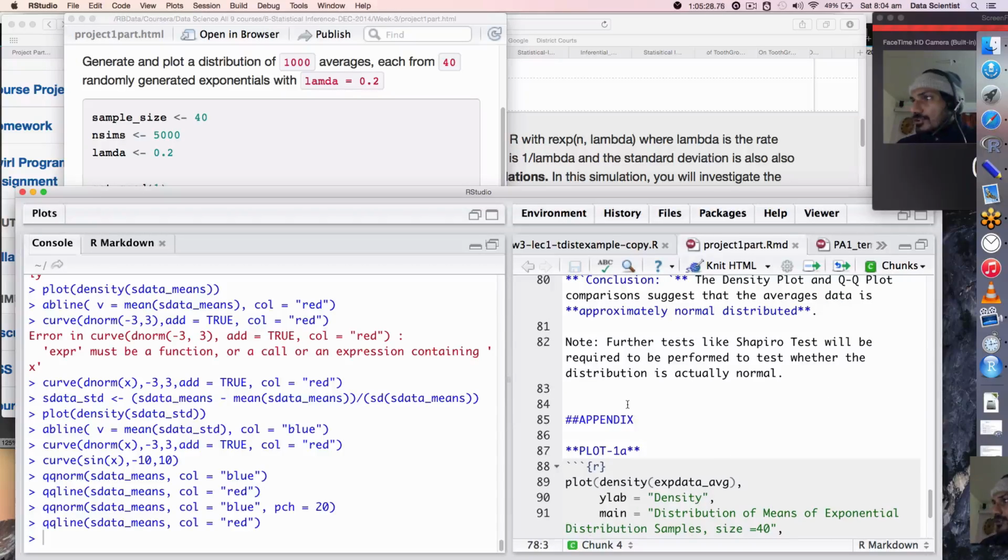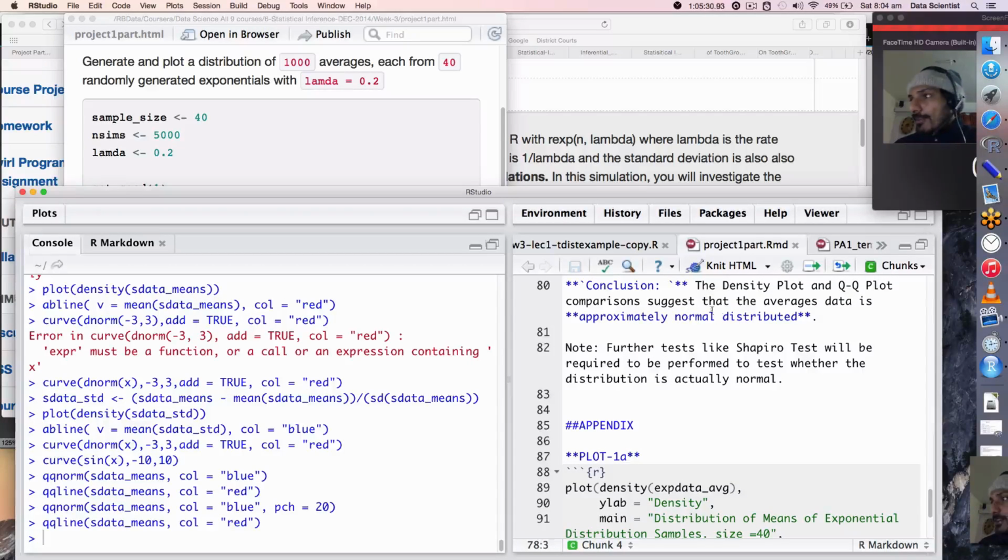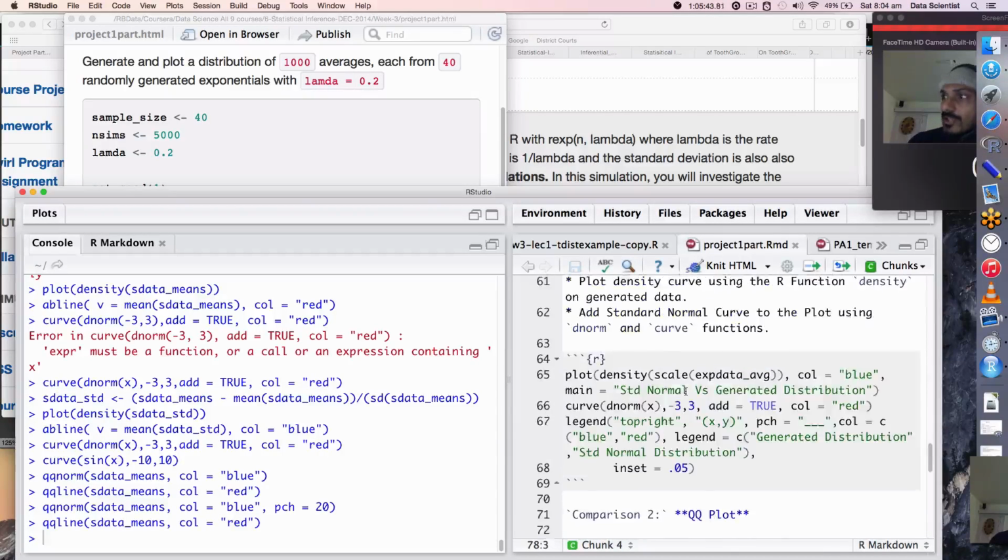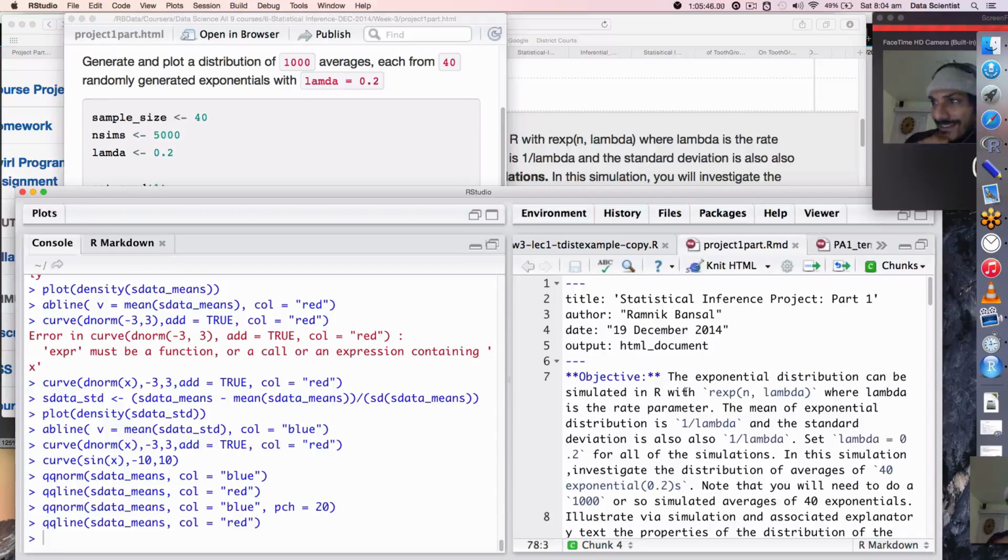Then I write a conclusion that the density plot and the QQ plot comparison suggests that the average data is approximately normally distributed. I said further tests like Shapiro are needed. There are more tests which have not been taught in the class, and these will be required to test whether the distribution is actually normal or not. So this takes care of the first part of the assignment.